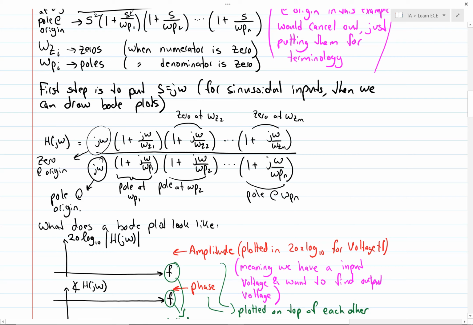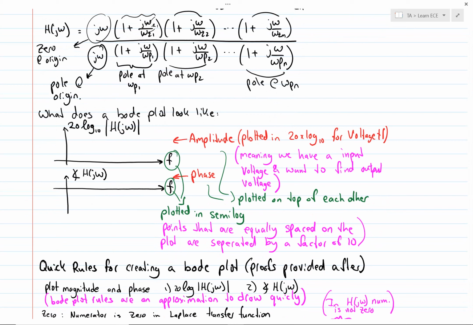Now you can see here that when your numerator is 1 plus j omega over omega z1, that's what we call a 0. So if I put omega z1 here, where omega z1 would cancel, then I would get 1 plus j. So I would have a 0 at omega z1. Similarly, a 0 at omega z2, and so on. If this seems a little bit confusing right now, don't worry. One of the easiest ways to learn how to draw Bode plots is by going through a few examples, which we'll do now. First, let's establish what a Bode plot looks like, and then we'll go through an example.